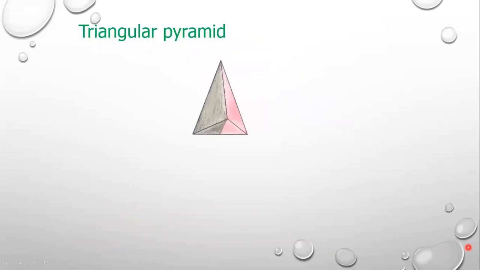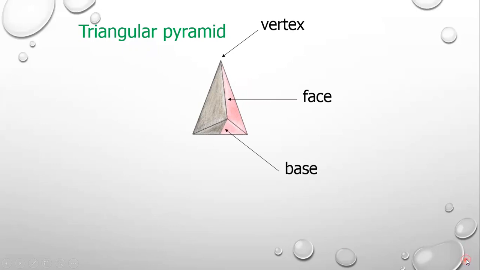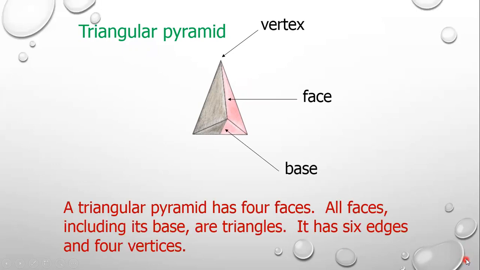If you look at pyramids, this is a triangular pyramid. Then the vertex, you can also see where the base is. A triangular pyramid, basically, has 4 faces, where all the faces, including its base, are counted. So if you count, it has 4, and the faces are triangles. Then it has 6 edges and it also has 4 vertices.